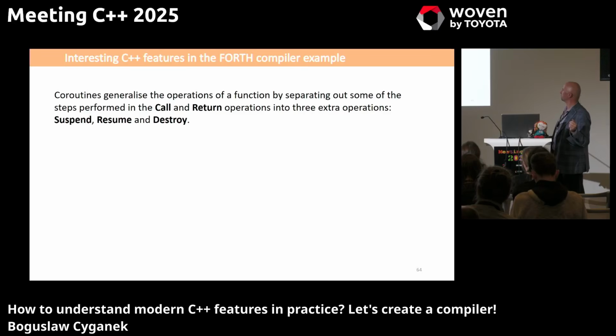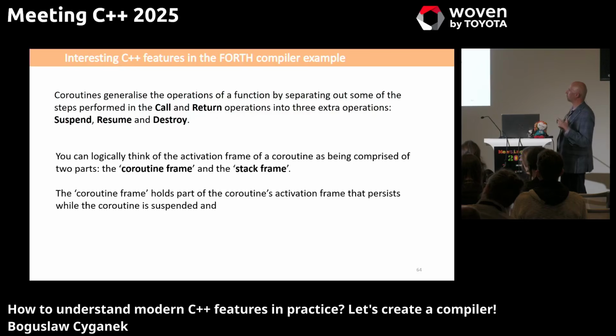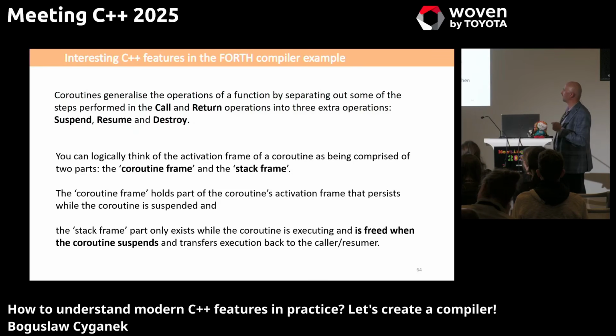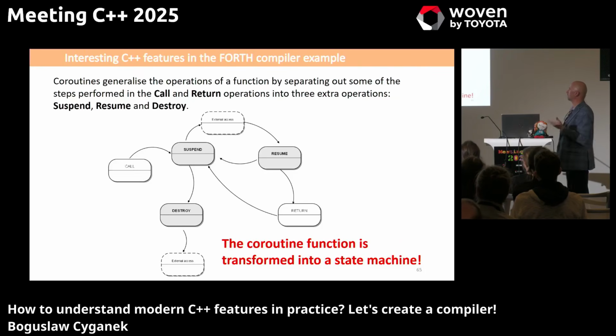So, coroutines. Again, we know this. We can suspend, resume, we can destroy, call, return, and we have two spaces to think of. We have a coroutine frame and stack frame. And the coroutine frame holds parts of the coroutine activation frame that persist while the coroutine is switching back and forth from the suspension to resumption state. And the stack frame part only exists while the coroutine is executing, and what is important here, you see, is freed when the coroutine suspends. So you have to go up your stack, then you suspend. Okay, so it is like a state machine. Yeah. So you can take care.